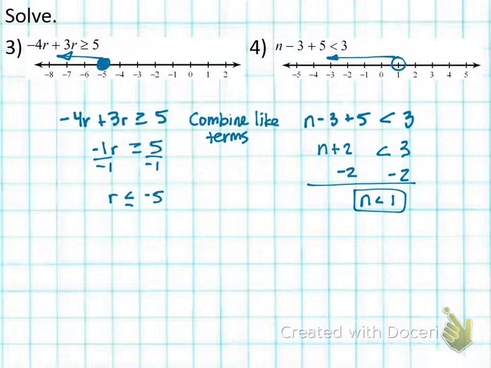Okay, what did I do here on this step? Divided by? Good, so what's that called? Division property. And since we're dealing with inequalities, we'd say division property of inequality. And that's it, okay?